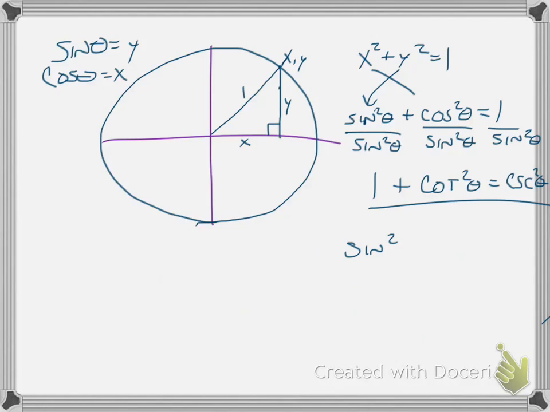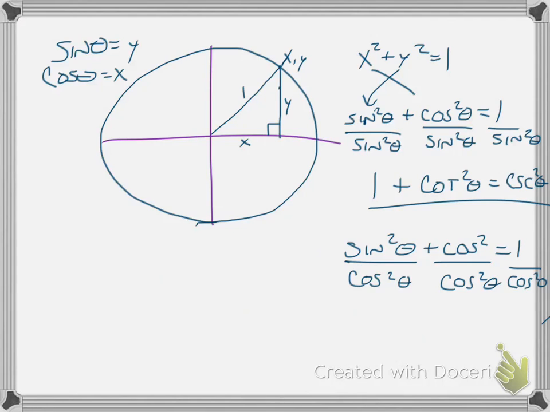And for my third one, I'm still going to take this first one. But now I'm going to divide everything by cosine squared. So I'm left with sine over cosine, which is tangent.